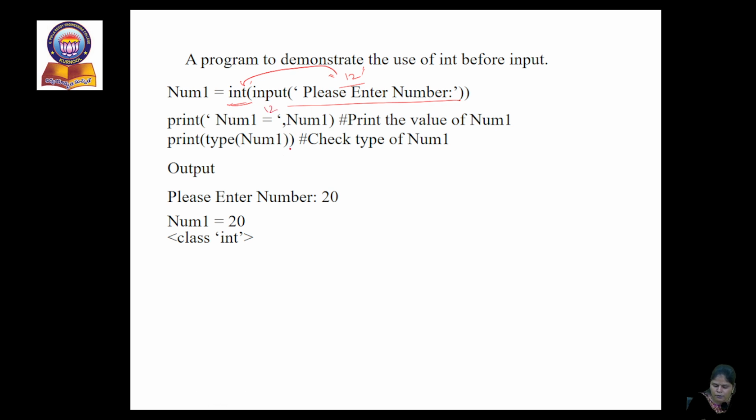Initially it will be 12, and it will be applied to the int function. Now it will give the output as normal 20. Now what it has given: num1 equal to 20, class equal to int, right? So if you miss the int function here, then the class will be string. So this is used to convert your input string into an integer.